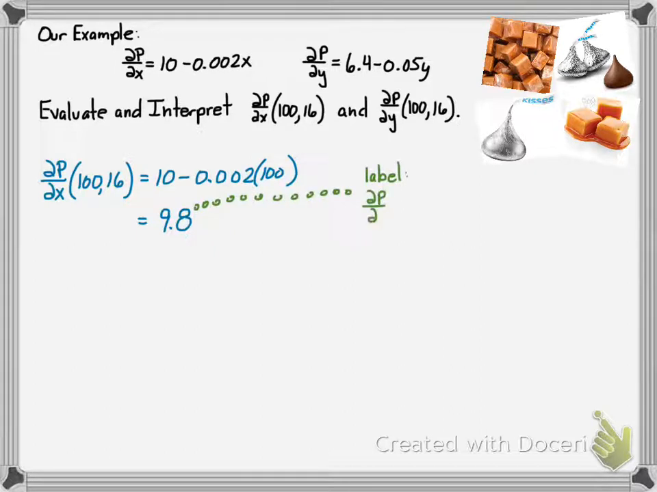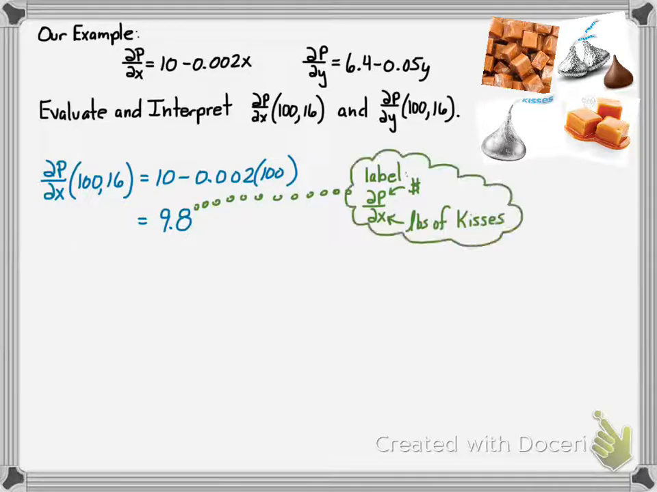Okay, so let's talk about a label for our partial derivative. Whenever I think about a label, I can look at that dp over dx. And what I want to think about is that our profit, the P on the top, is measured in dollars, and the x, the value in the bottom, is a measurement of pounds of kisses. So when I think about the label on the 9.8, that label is going to be dollars per pound, but because I have both kisses and creams, I need to distinguish between the two.